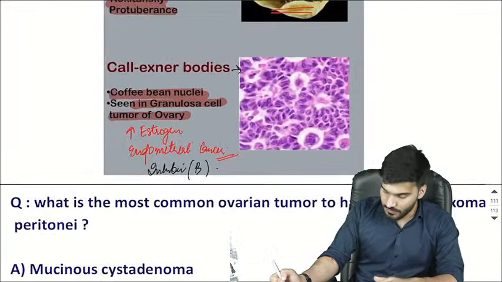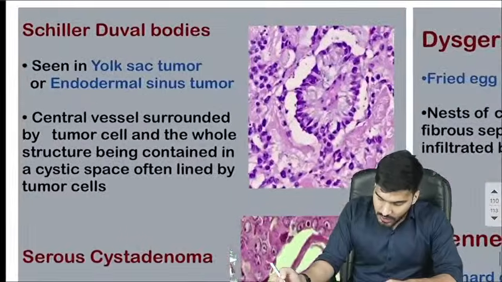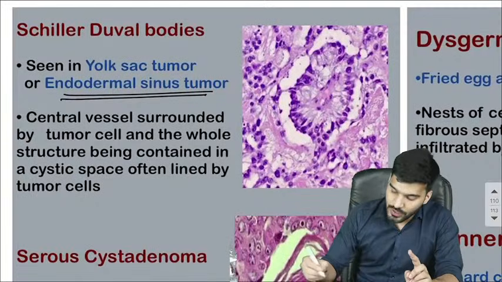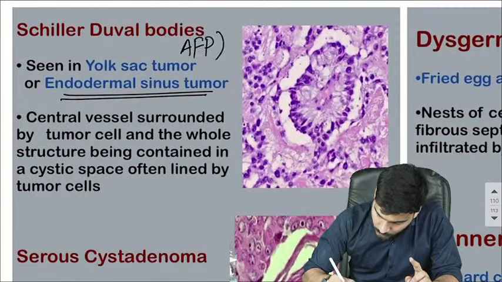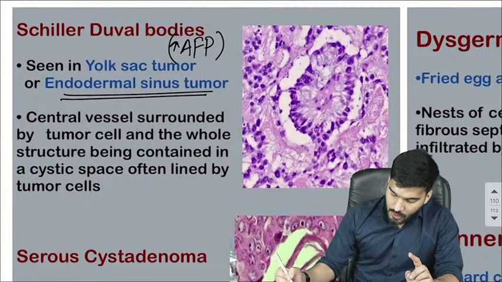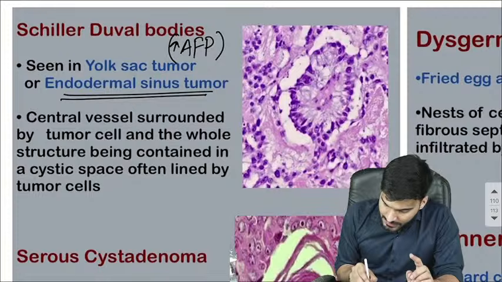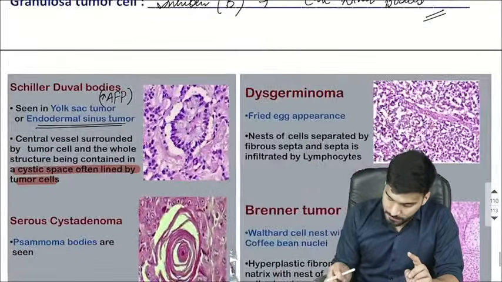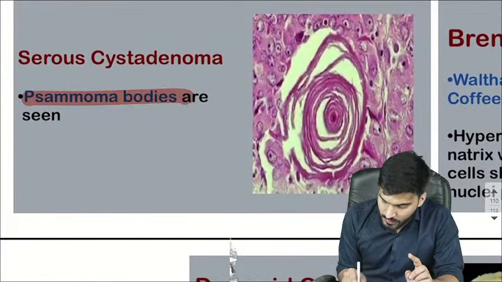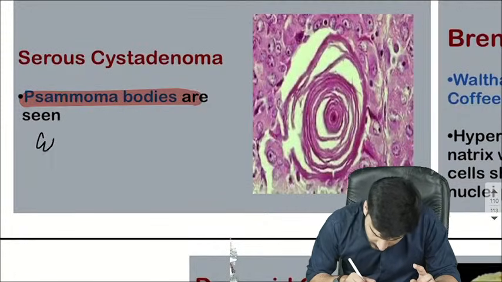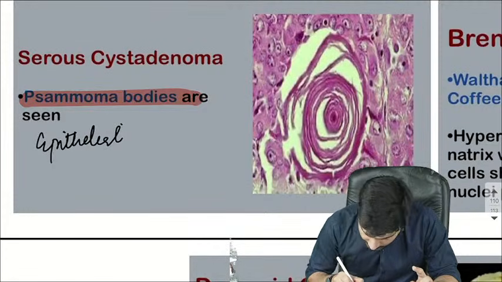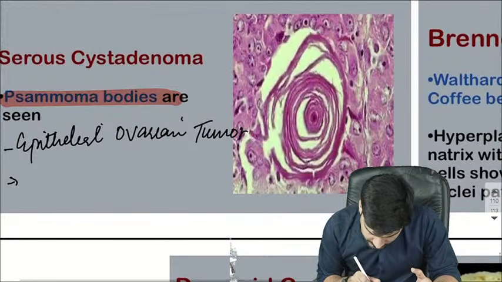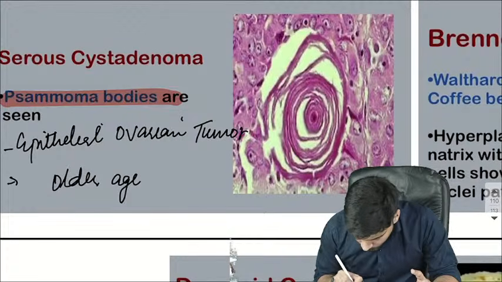Remember, Flexner-Wintersteiner rosettes. Okay, next to that, Schiller-Duval bodies seen in yolk sac tumor, which is also called endodermal sinus tumor. And which levels are increased? Alpha fetoprotein levels are increased. The central vessel surrounded by tumor cells and the whole structure being contained in a cystic space often lined by tumor cells, that is Schiller-Duval bodies. Next to that, serous cystadenoma. What do you see, guys? Psammoma bodies. And serous cystadenoma is a type of epithelial ovarian tumor, seen in an older age group.